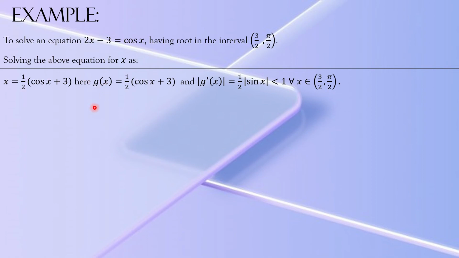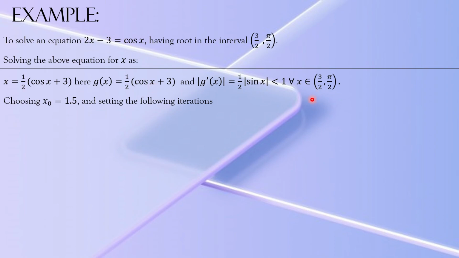And if you differentiate this function, its derivative would be minus 1 by 2 sine x, but we take the absolute value of it, so we get the absolute value of 1 by 2 sine x. And you know the value of sine x is always less than 1. Dividing by 2 is also less than 1. So in this interval, at every point, this derivative would be less than 1. It means if you set up the iterations, they will be converging to a specific root of this equation. So let's suppose we choose x naught equal to 1.5.